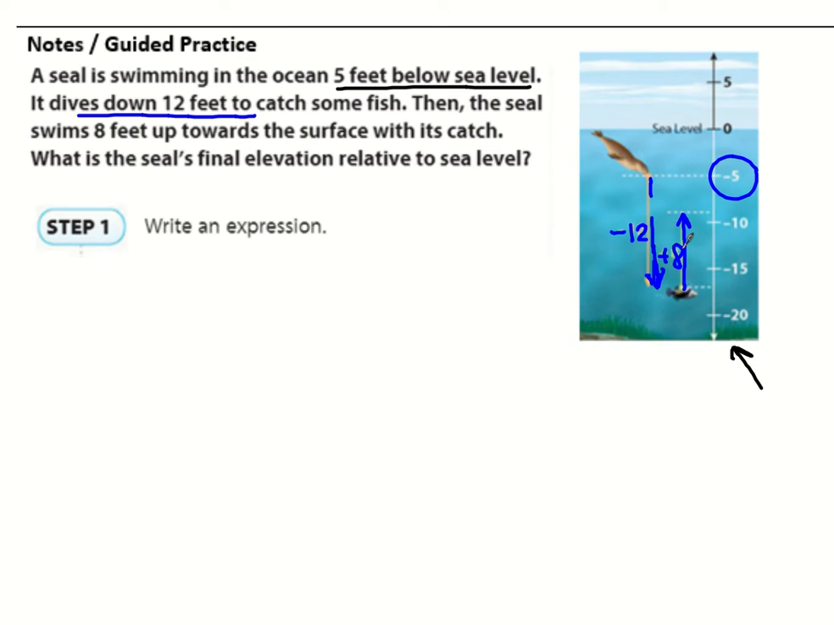Well, if you're drawing it on a number line, it can be vertical or horizontal, but it makes more sense to be vertical in this one because you're talking about sea level. If we were to write this out as a math problem though, we're going to write our expression. The seal started at -5, which is below sea level. The below indicates the negative. It dives down 12 more feet. So down 12 would be a -12. And then the seal swims 8 feet up, which would be a +8. So this would be your expression.